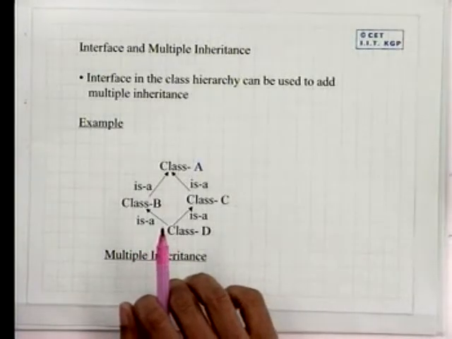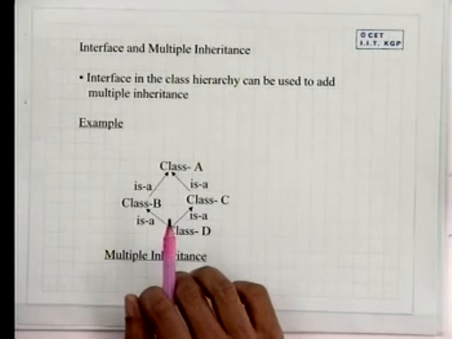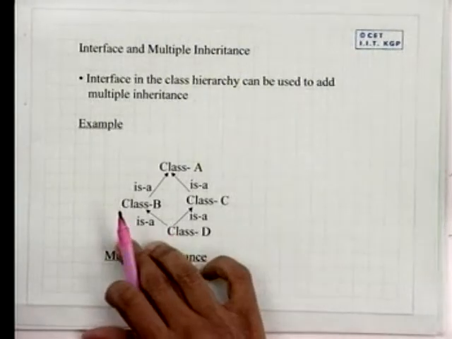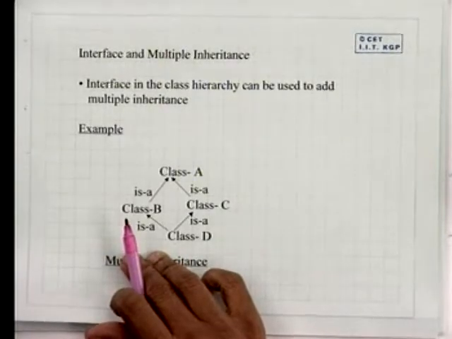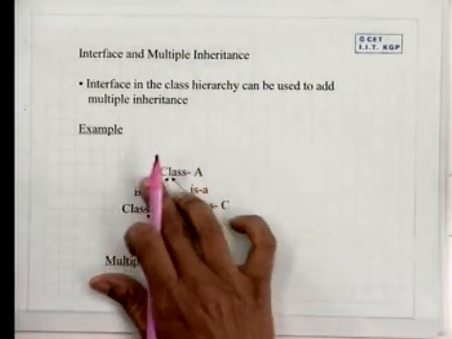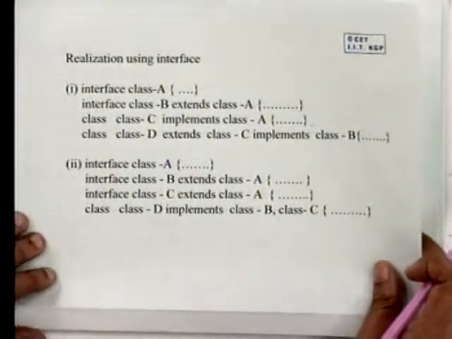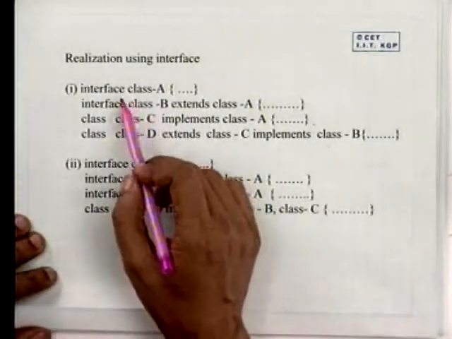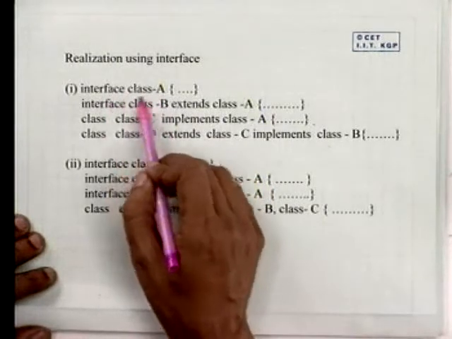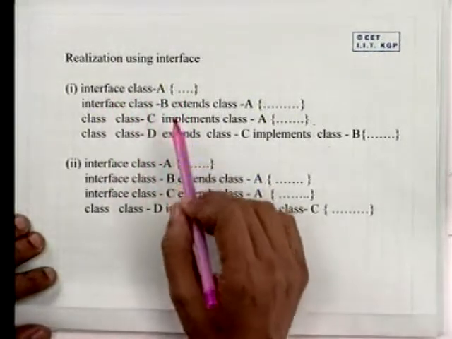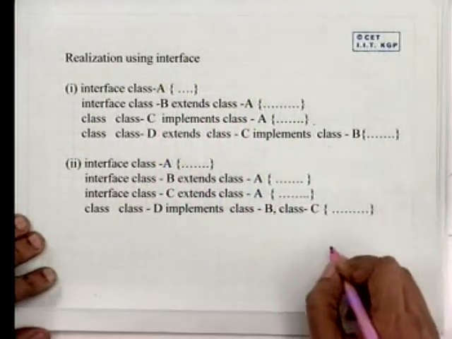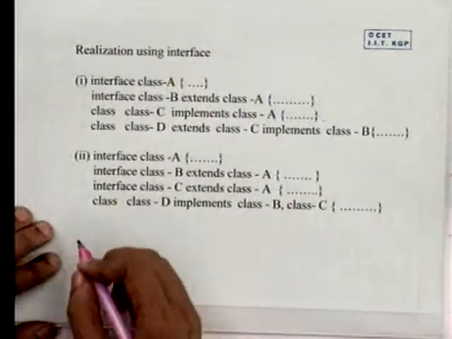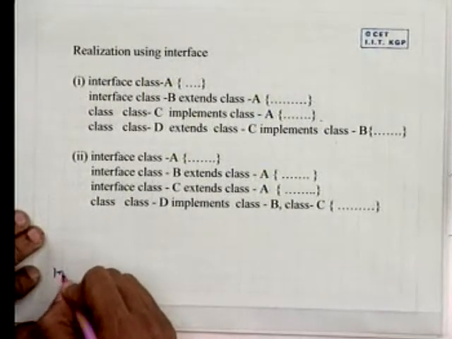However, what we can do is very simple. First of all, we define this interface class A, realizing it as an interface. So, first we define class A as an interface, and interface class B which extends class A. So, therefore, this is an interface hierarchy.